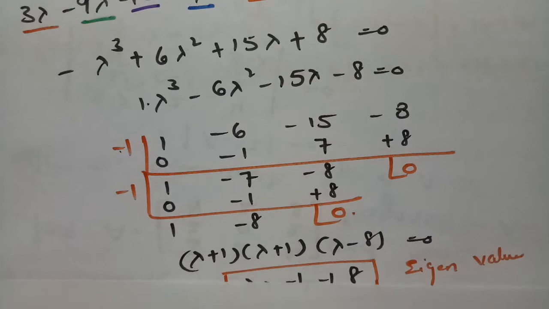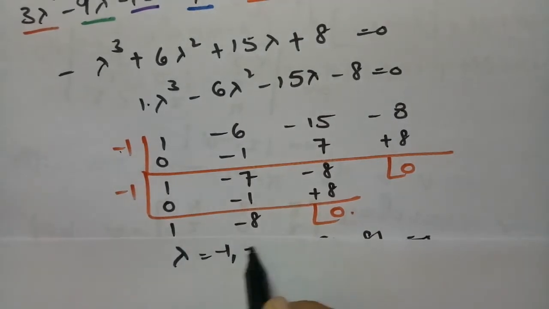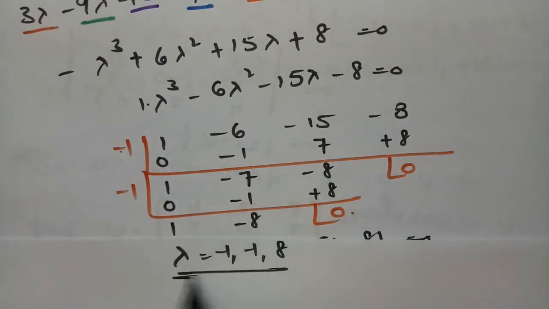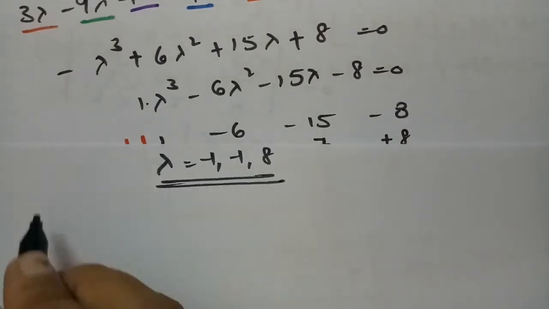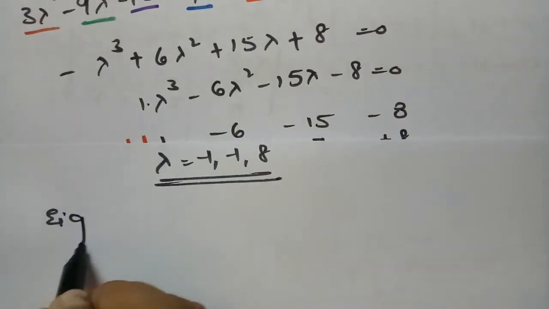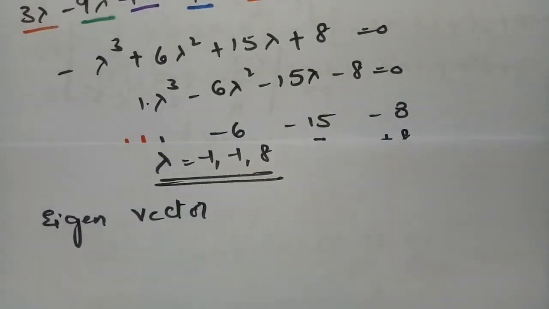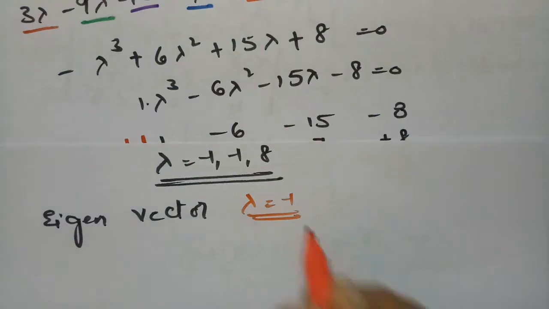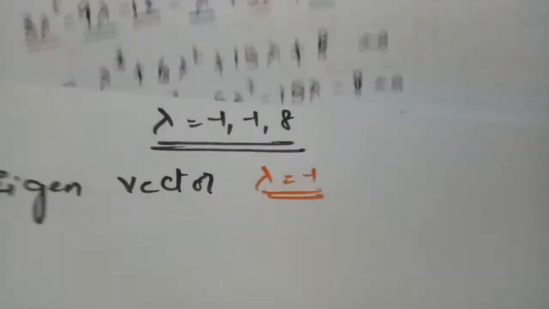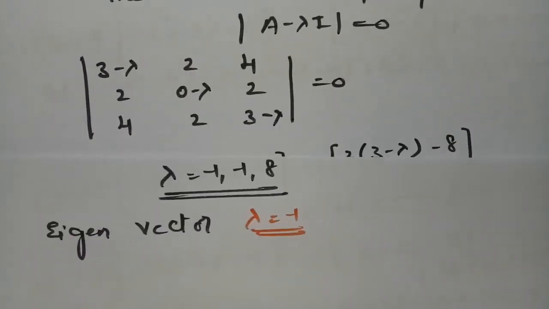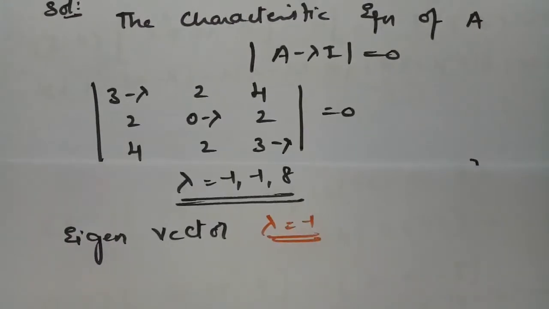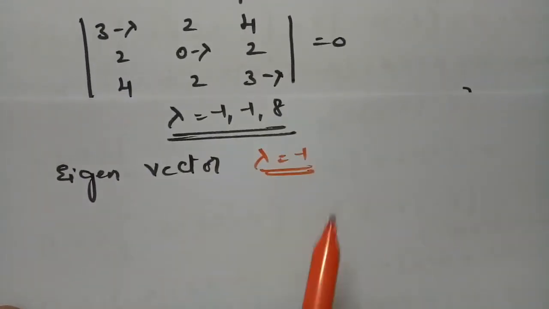First of all, our lambda values I'm showing: lambda = -1, -1, +8. Now I'm going to find the eigenvector corresponding to lambda = -1. In place of lambda I have to substitute -1. See what happens here.